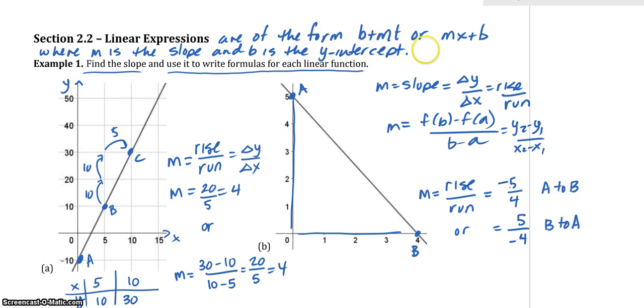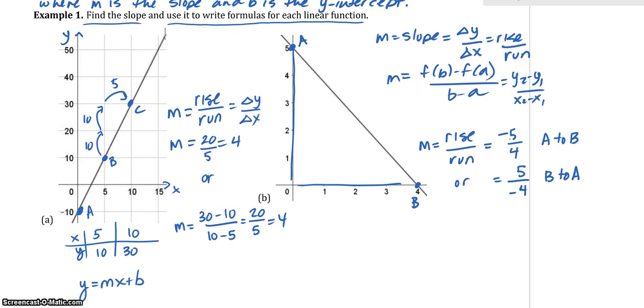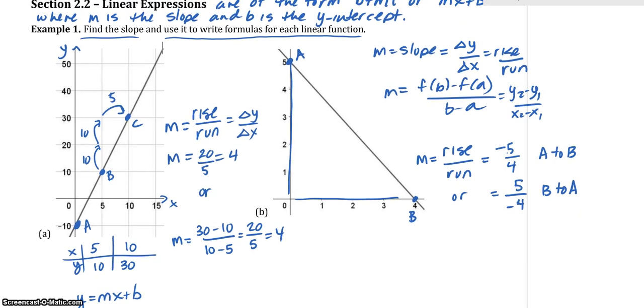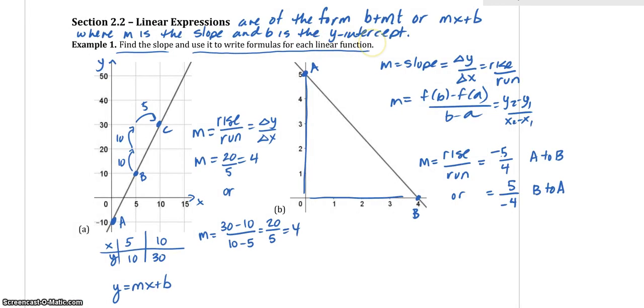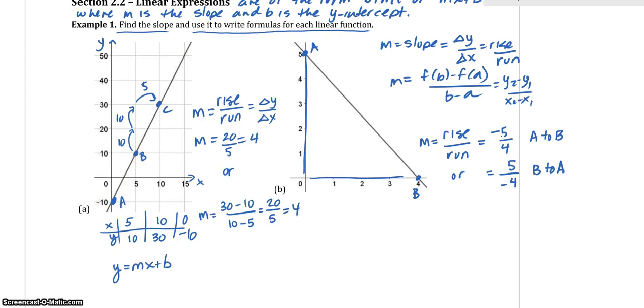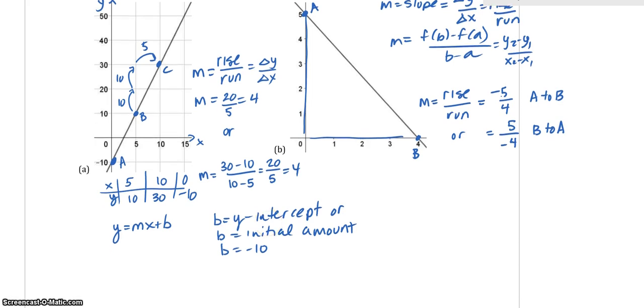So now I'm going to use the form b plus mt or mx plus b. So let's go for the y equals mx plus b. And if you remember, b, this a little smaller, b is the y-intercept. So the y-intercept is like the initial condition. When I plug in a 0, I get a negative 10. So this one starts at negative 10, or it's where it crosses the y-axis. So the b, in this case, is the y-intercept, or negative 10. That is the formula for b.